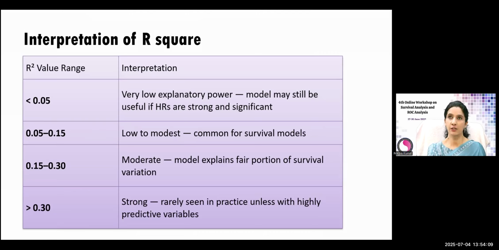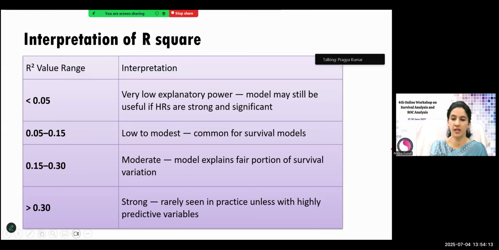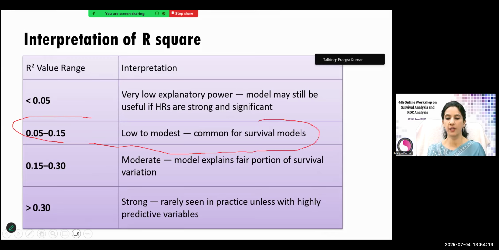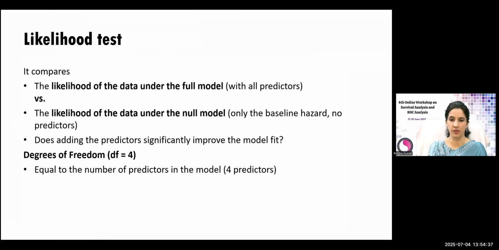And in case of R square, generally what is acceptable? Most survival models have 0.05 to 0.15. In our case, it is 0.125. So that is acceptable. Why is it acceptable? Because it is very common for survival models, since there is a lot of censored data. Because of that censored data, even such a low R square is acceptable. That's regarding the R square.